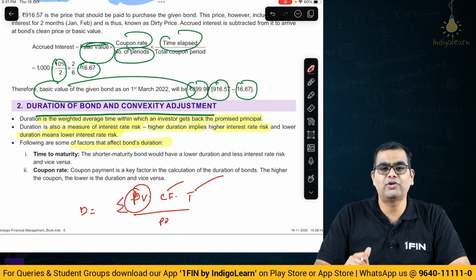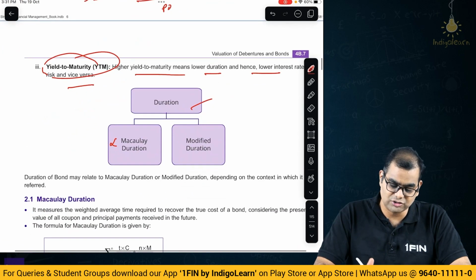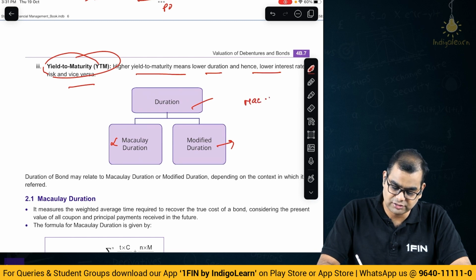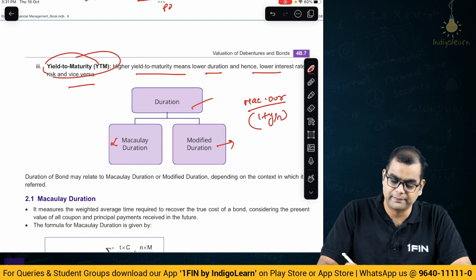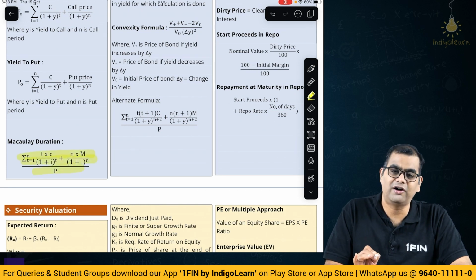So the duration, what we have just discussed, what I explained to you, is called Macaulay duration. There is something else known as modified duration. Modified duration is Macaulay duration divided by 1 plus yield by n. The formula for Macaulay duration is this. I explained it to you super simply: sigma of present value of cash flows into time divided by P0.